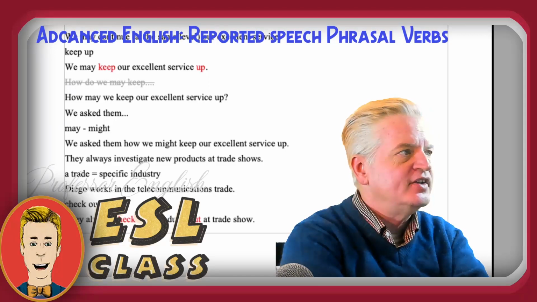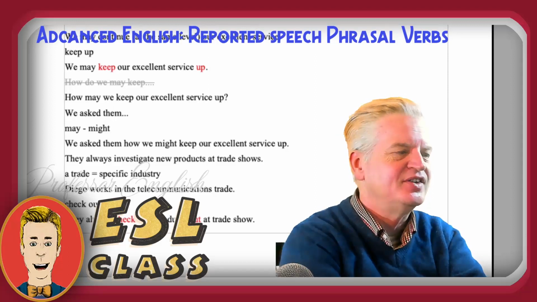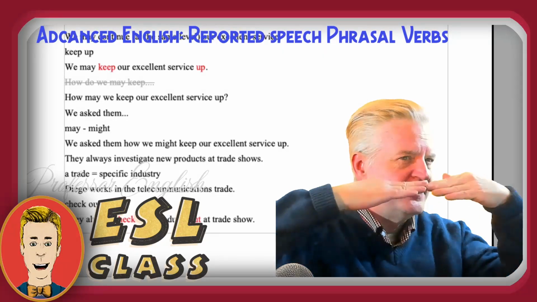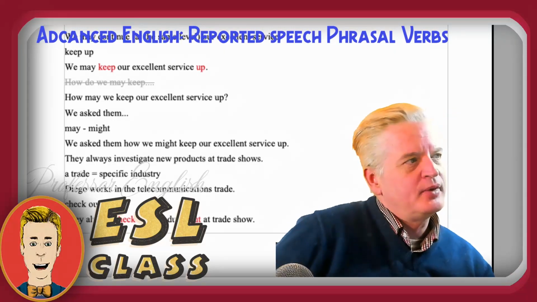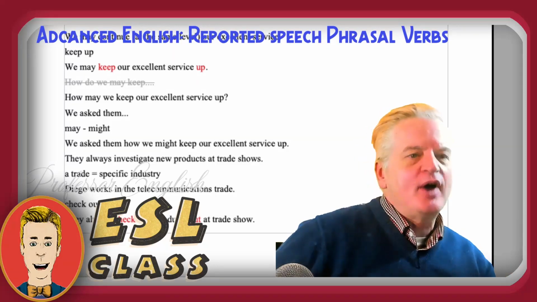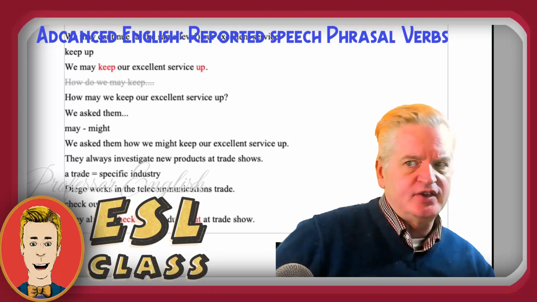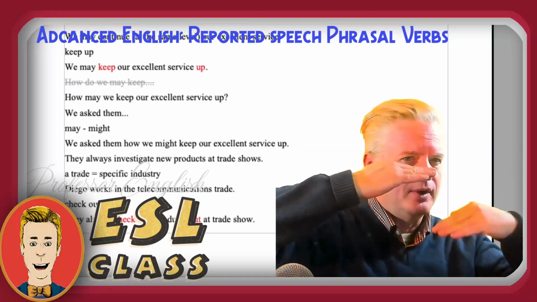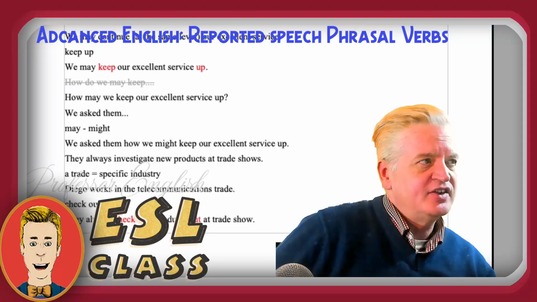So instead of we may continue at the same level our excellent service, let's use the phrasal verb keep up, which means keep it at this level. Don't go up, don't go down, stay right here. Keep it up. Maintain it, don't change it. So we may keep up our excellent service. Maintain it. Don't go up, don't go down, stay right here. Don't change. We may keep up our excellent service.